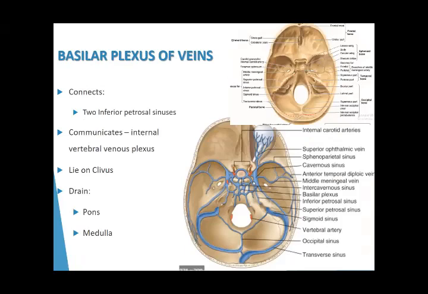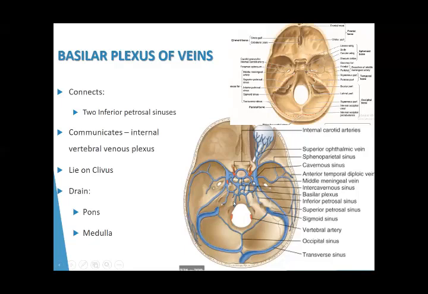Basal plexus of veins. Okay. This sloping surface of the skull is the clivus. Okay? Lying on the clivus is this plexus of veins, which is called basal plexus of veins. This basal plexus of veins connects the two inferior petrosal sinuses. एक ये inferior petrosal sinus है, दूसरा ये inferior petrosal sinus है. Between the two, you have the basal plexus of veins, and inferiorly the basal plexus of veins communicates with the internal vertebral venous plexus.